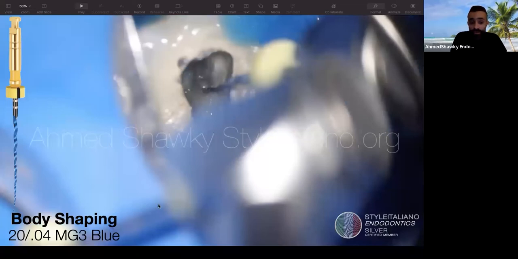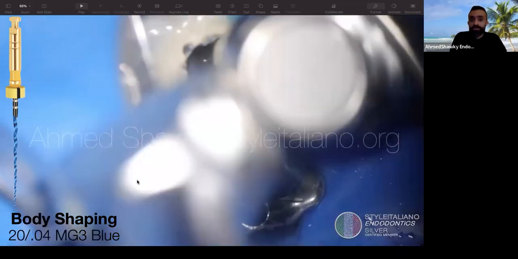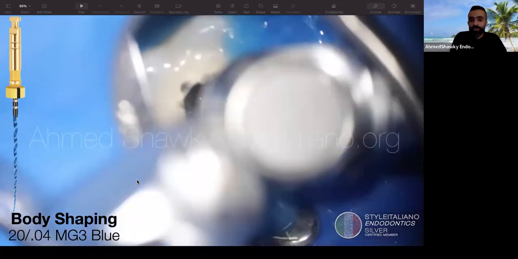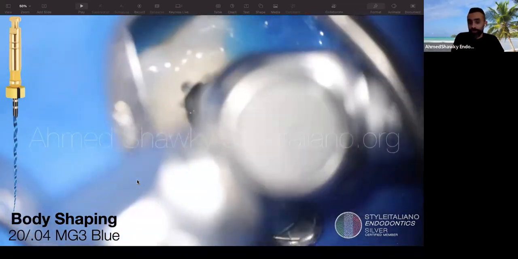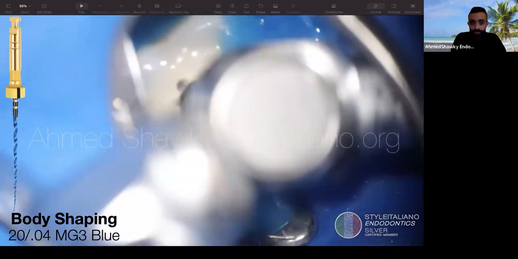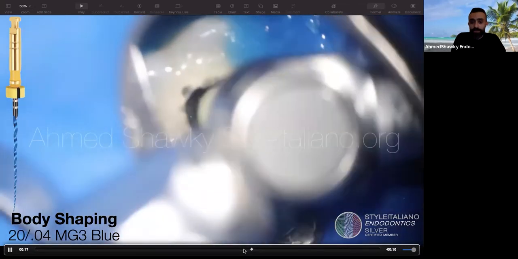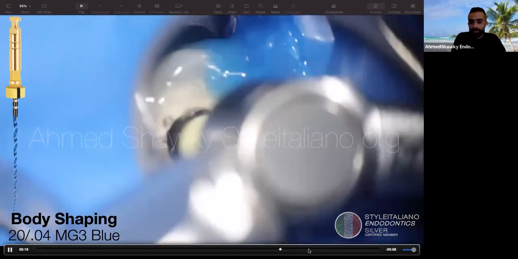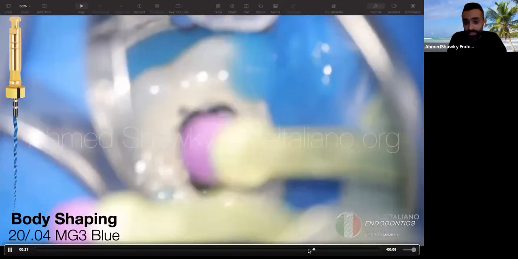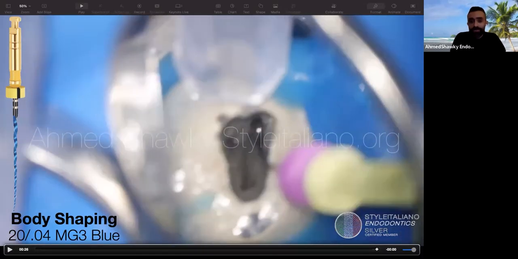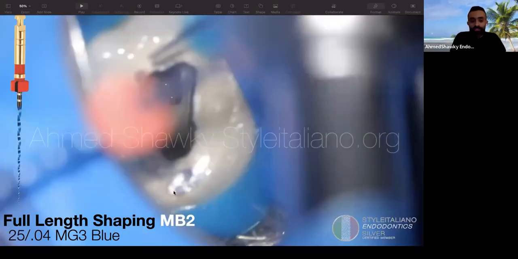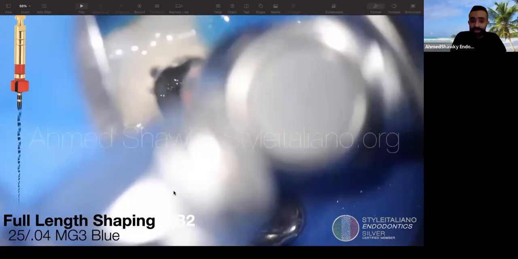Then we go to my favorite file in this situation, which is the MG3 Blue 20.04. Things become easy now. Reciprocation also. You can use it in rotation or ATR. Suit yourself. Create your own sequence. You are the boss. And pulp tissue coming out. Irrigate, don't forget to irrigate, especially with EDTA, because it gets out the debris.